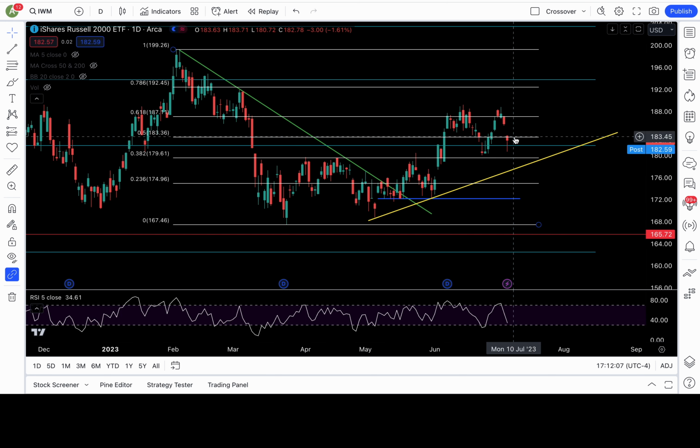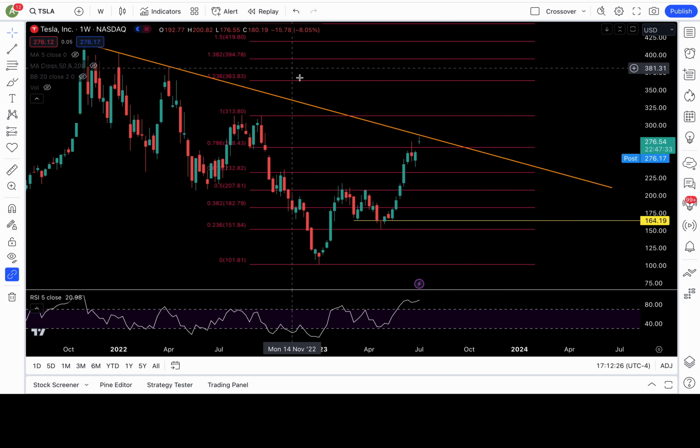Now, if you're a bull, you want to see 183.3 recaptured, turn it back into support. Gap fill is at 185.7, and then the next fib level is at 187, okay? Bullish above 183.3, and below it's bearish, but watch the breakdown of 181.8.